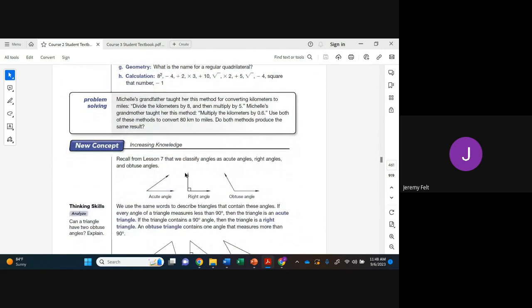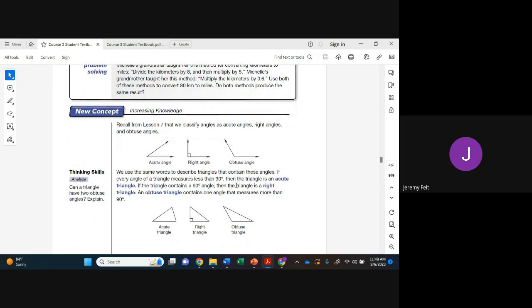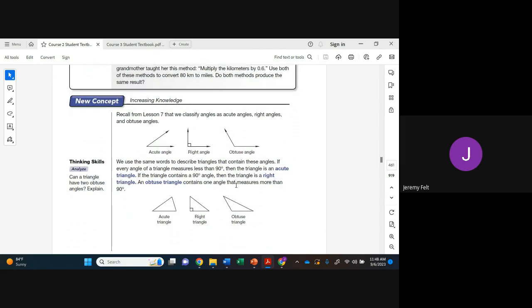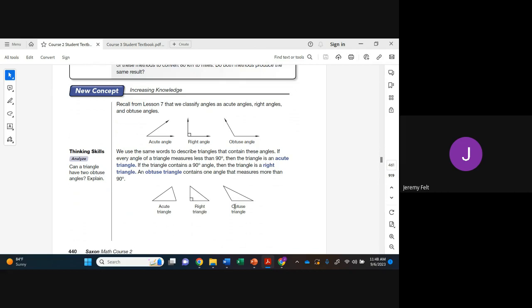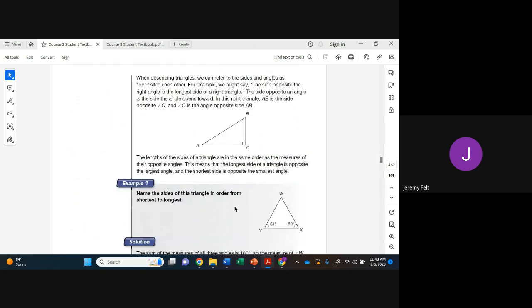Again, we know our angles: acute less than 90, right is exactly 90, and then obtuse is greater than 90. So we can classify triangles by their angles. If it's a right angle, we call it a right triangle. If all of our angles are acute, we call it an acute triangle. If we have an angle that's greater than 90 degrees, again, we can only have one because we have to add up to 180, we would call it an obtuse triangle. So that's if we do it by angles.